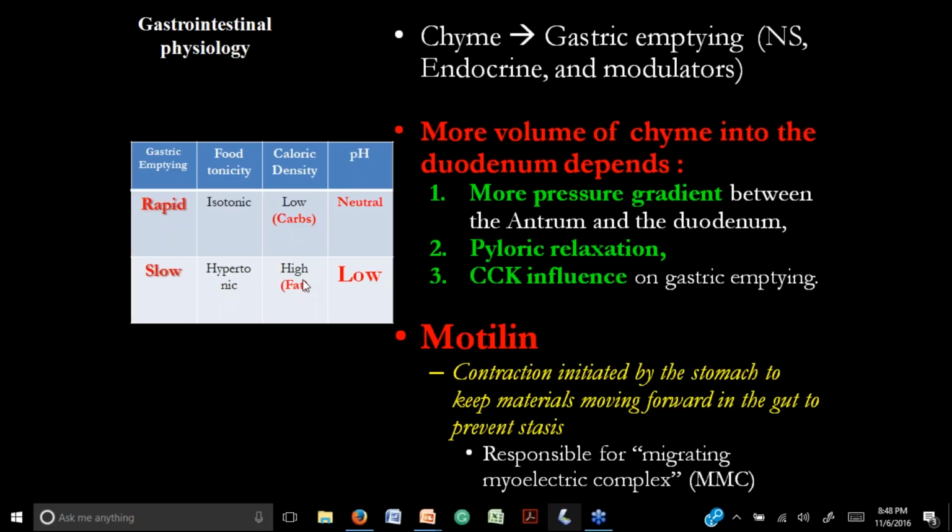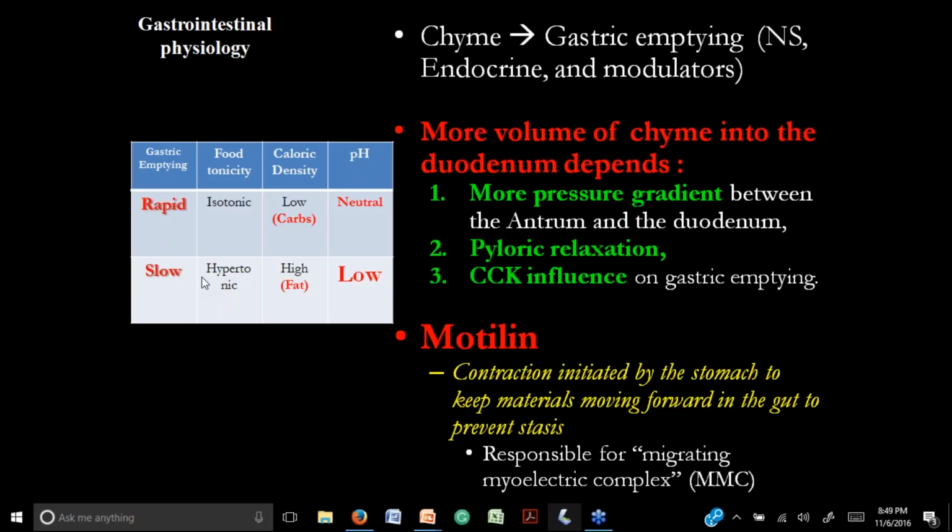Slow is going to be the hypertonic, high concentration is going to be fat. So what we have here, the pH is going to be mostly neutral, and the pH here in the fat is going to be low. So what does that mean? That means that gastric emptying is going to be slow when you are eating fatty meals. That becomes hypertonic, and the pH starts to decrease. So that means more secretion of gastric acid. What is telling you this is that gastric emptying is going to be slower when you eat fat.